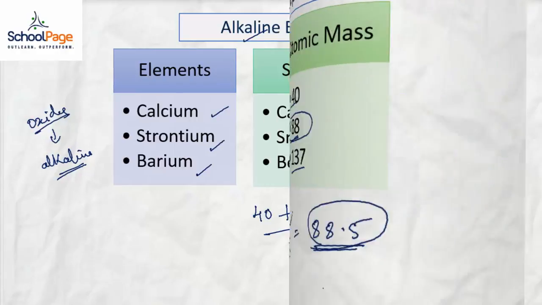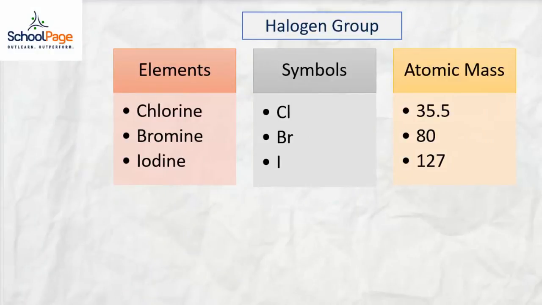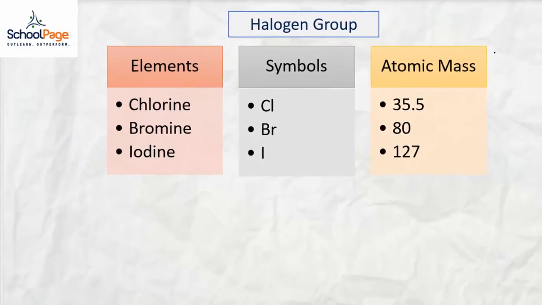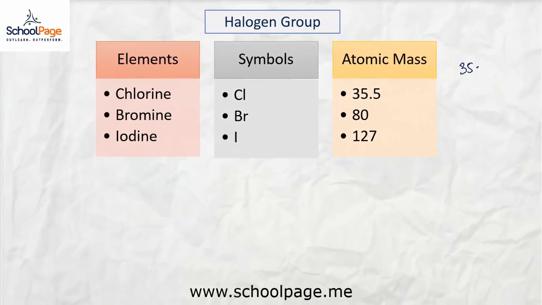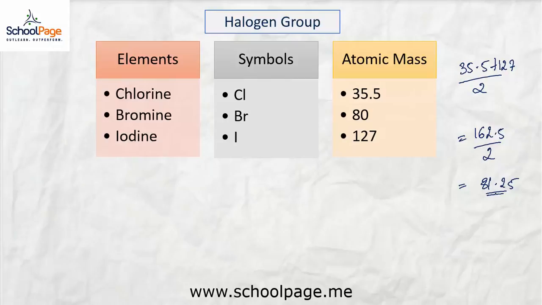So now let's move on to the next example, the halogen group. The halogen group has the elements chlorine, bromine and iodine with atomic mass 35.5, 80 and 127 respectively. Now let's examine the rule, that is 35.5 plus 127 divided by 2, that gives 162.5 divided by 2, which in turn gives 81.25 as the final answer. 81.25 is almost near to 80. So the halogen group also accepts the rule.